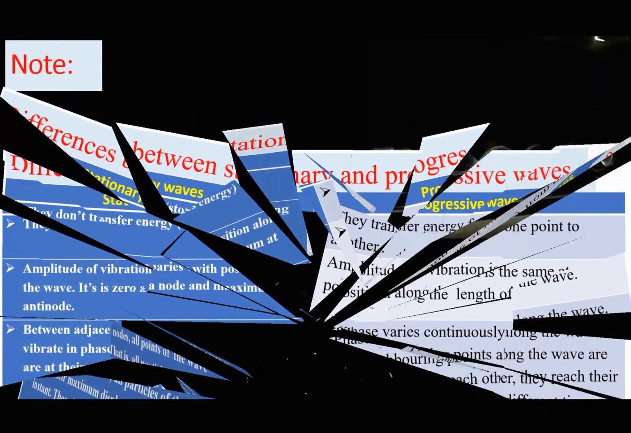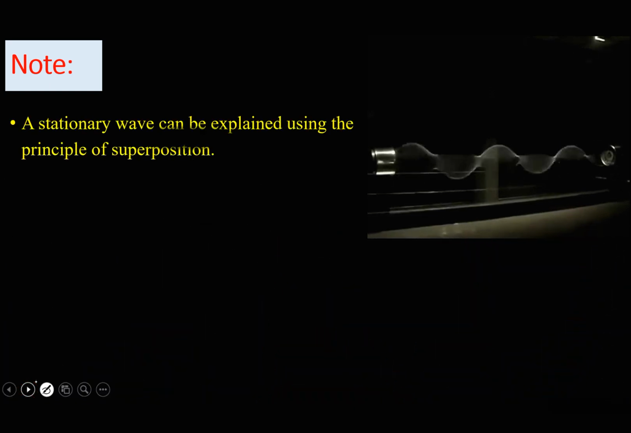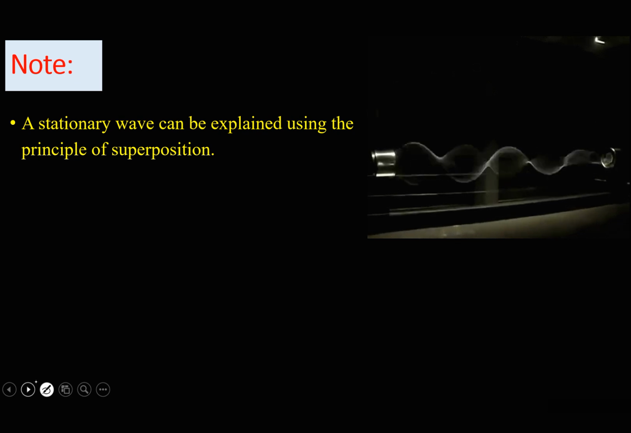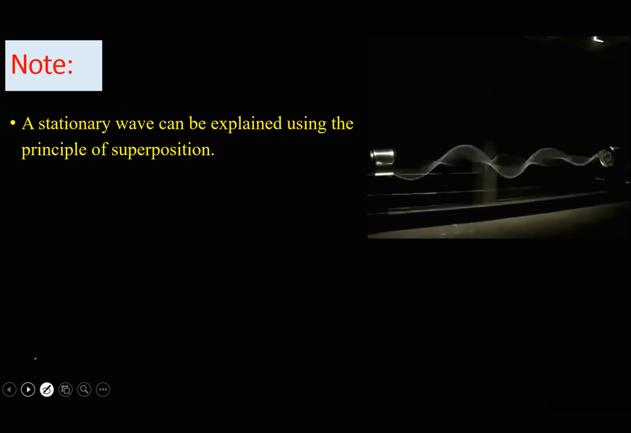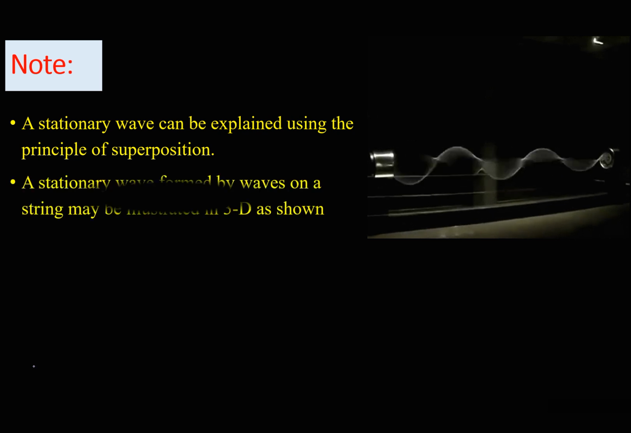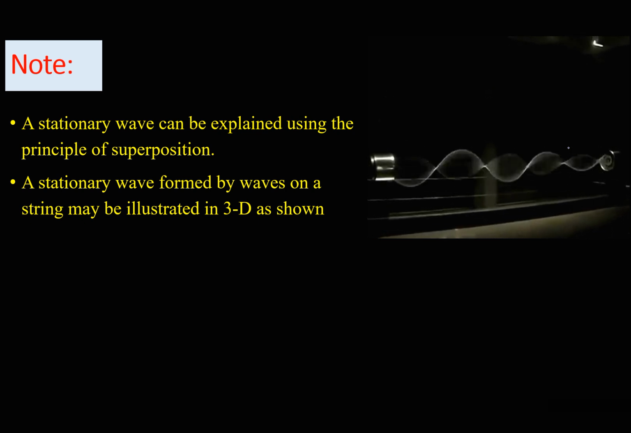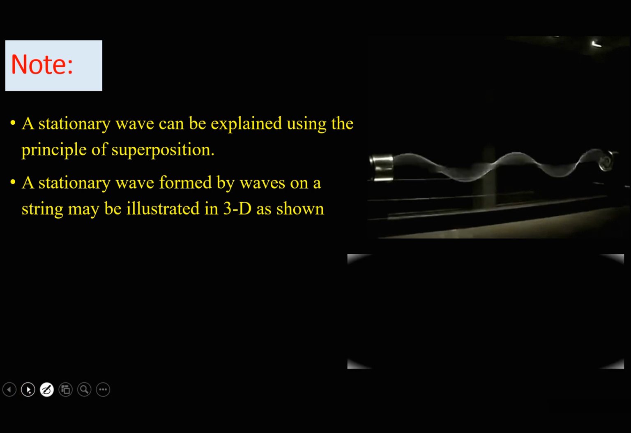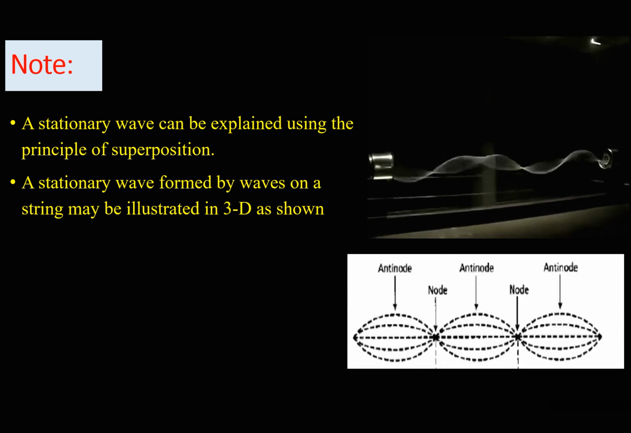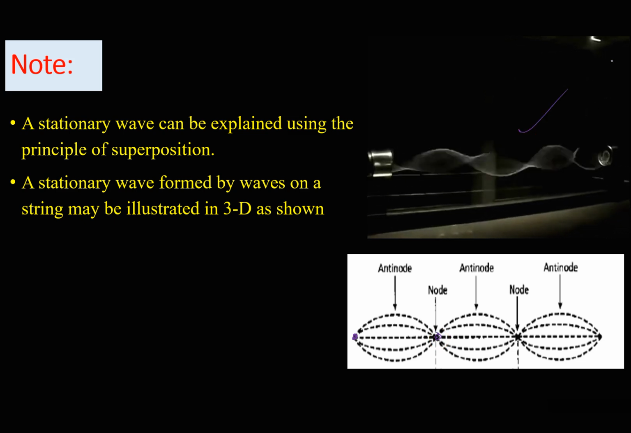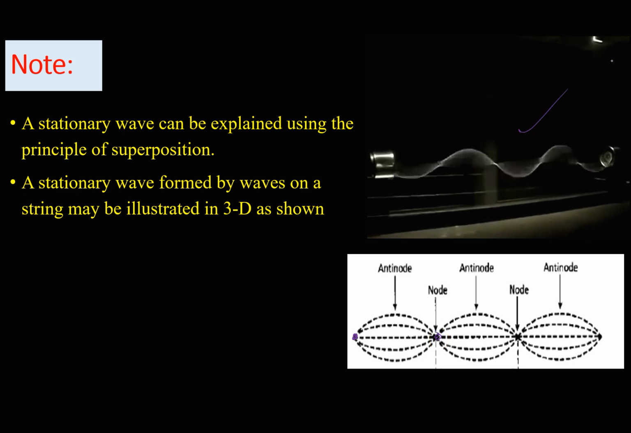Note: a stationary wave can be explained by using the principle of superposition. A stationary wave formed by waves on a string may also be illustrated in 3 dimensions, as we can see here. In 3 dimensions, I have been drawing loops, and of course, this is what you see if you try to demonstrate a stationary wave in the laboratory. That's what you see, something like that. It appears as if it is 3 dimensions.